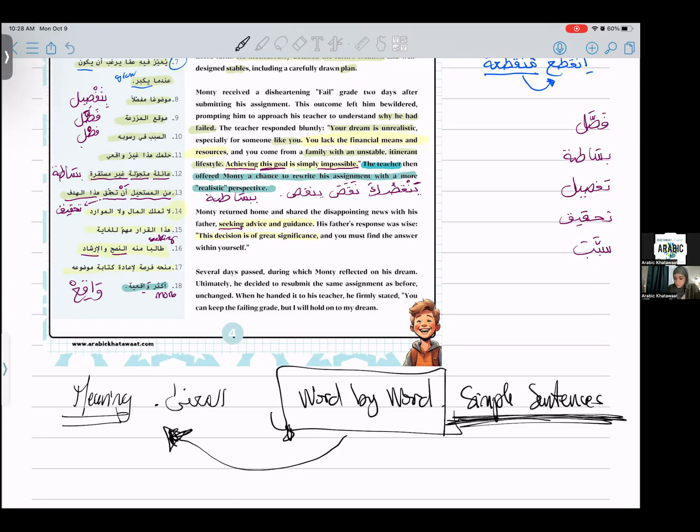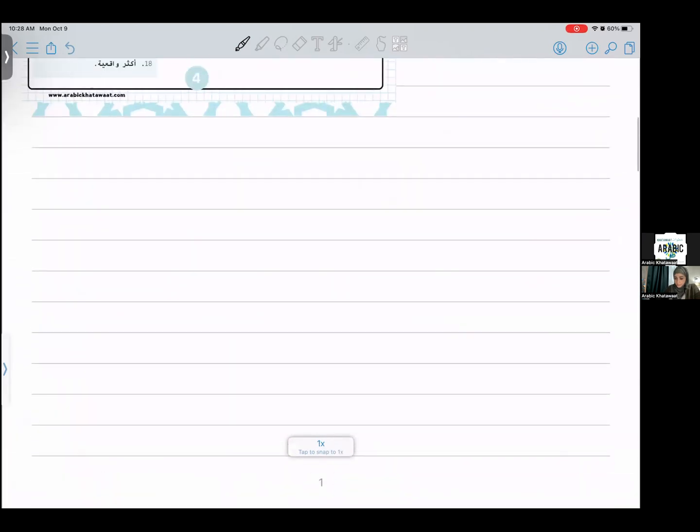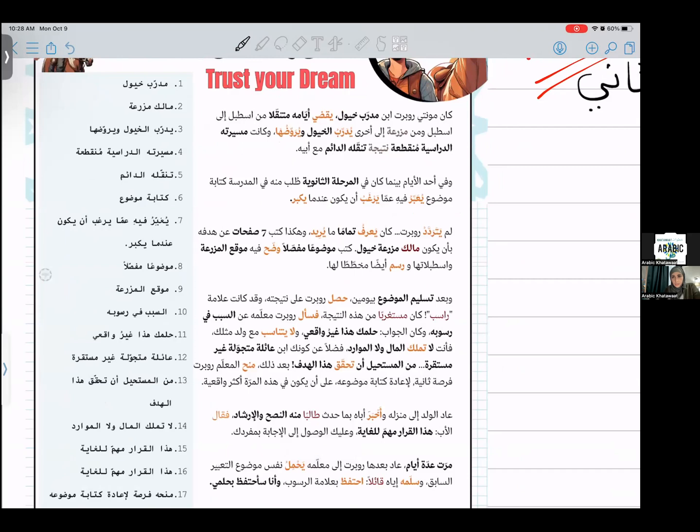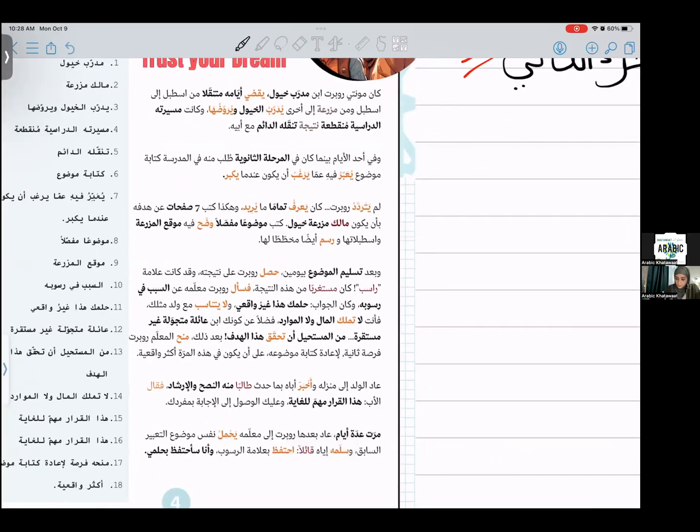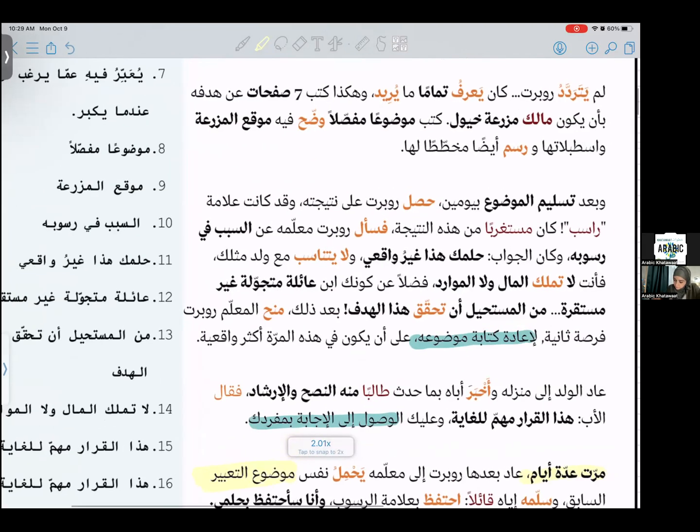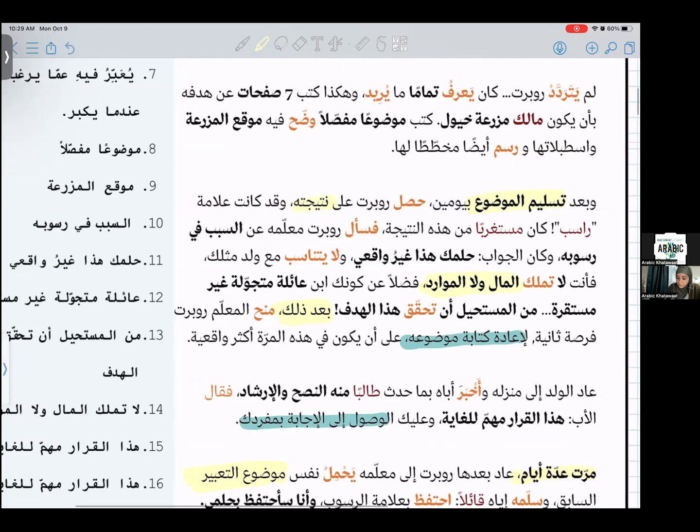So what you could do is you choose your favorite phrases from the text. I'm going to go over here. This is the initial story. What I can do is I can go over the text one more time. I can create a new list. I'd like to remember, let's say, إعادة كتابة موضوعه. So I can highlight that or create a new list. الوصول إلى الإجابة بمفردك. How do I say this in English? Now, مرت عدة أيام. I can highlight this one. موضوع التعبير. بعد ذلك تسليم الموضوع. المال ولا الموارد. I can just think of مال موارد. نتيجة.